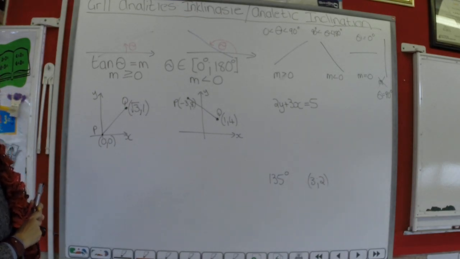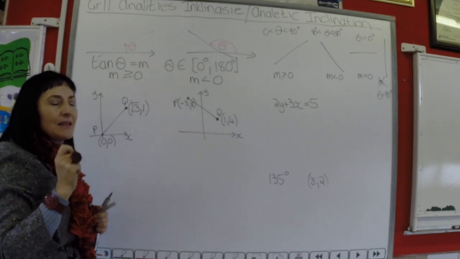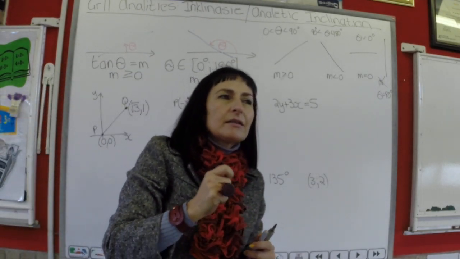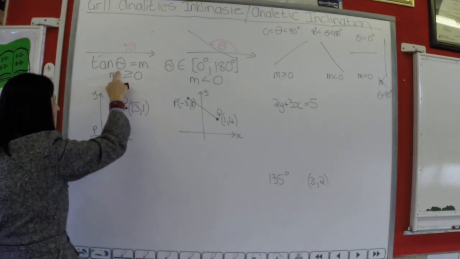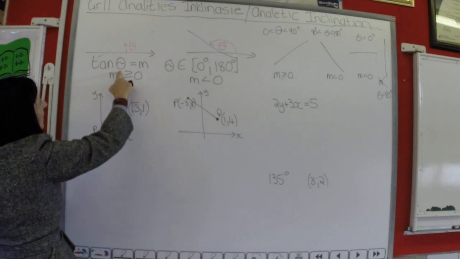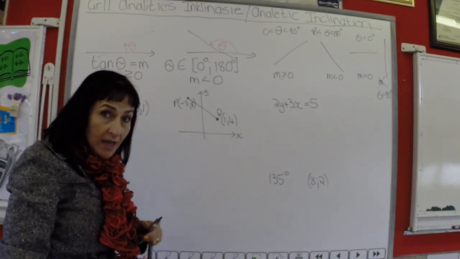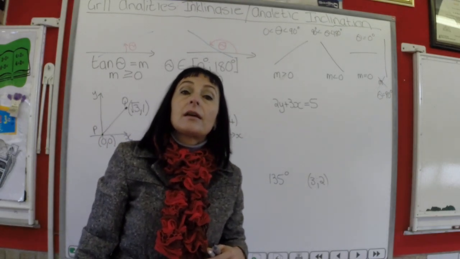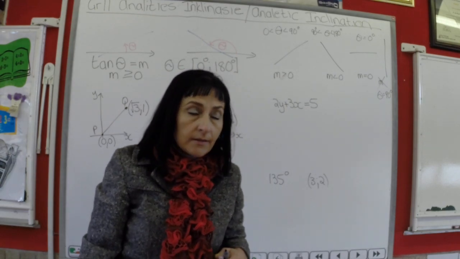Goed. So when I take the tangent, ek vat die trig funksie tan en ek pas hom toe op die inklinasiehoek. I take the tangent function and I apply it on the inclination angle. You know what you get? You get the gradient of the line.